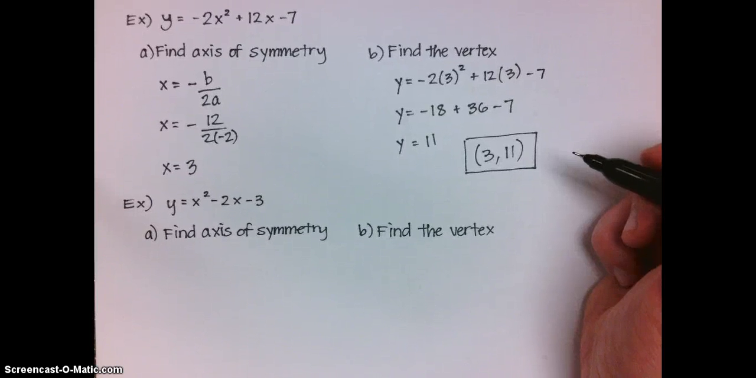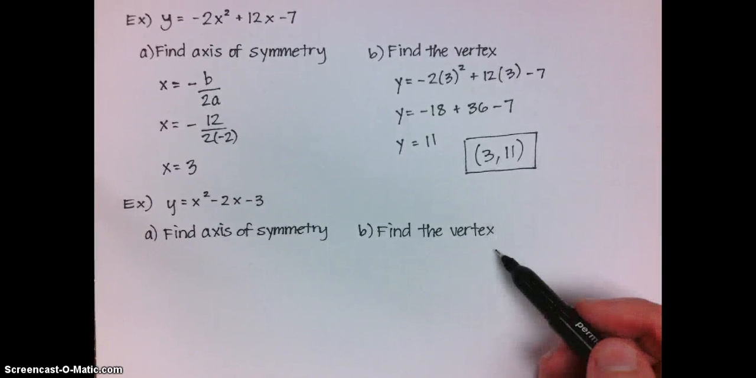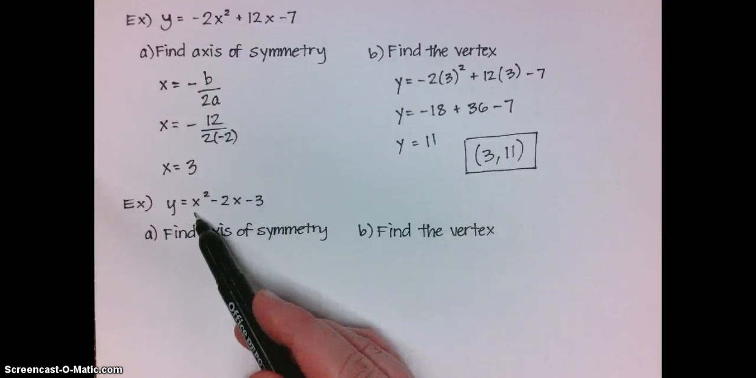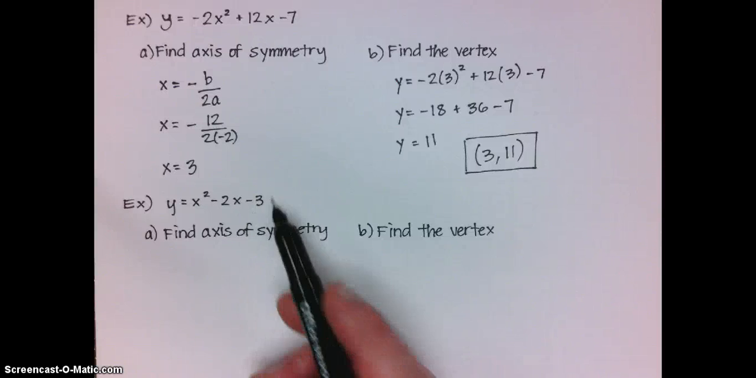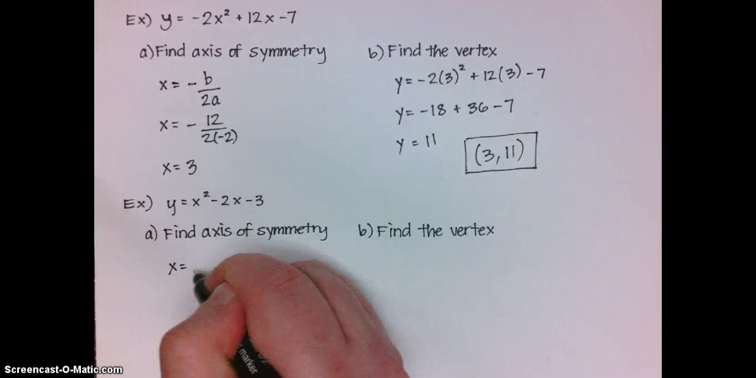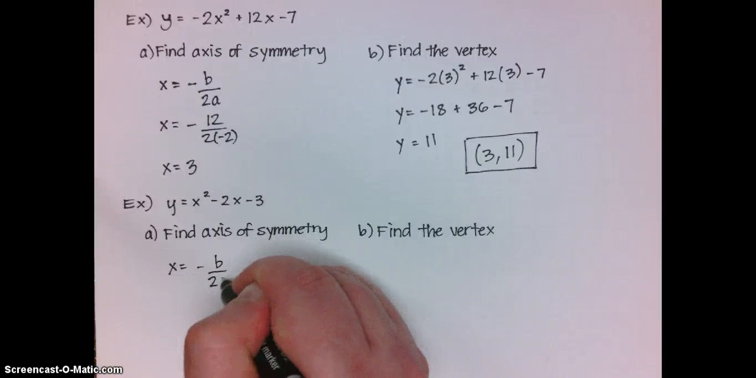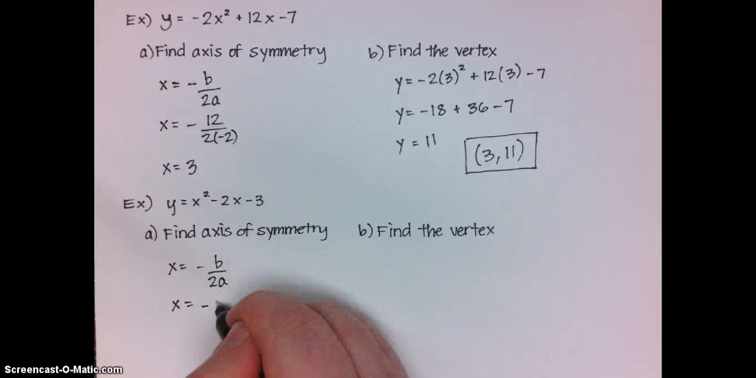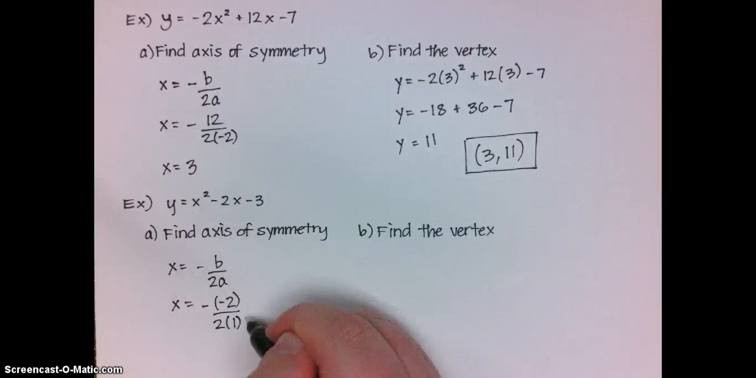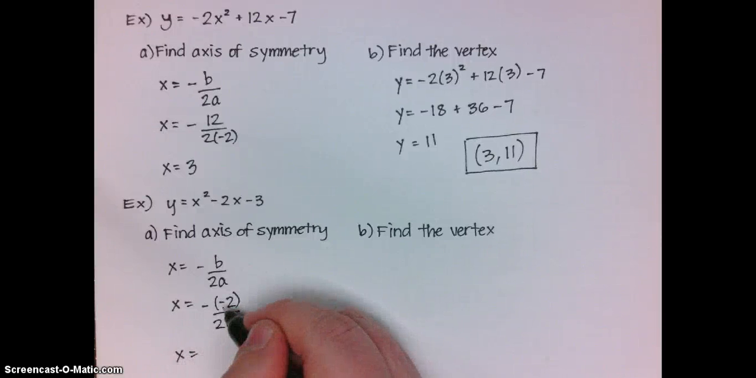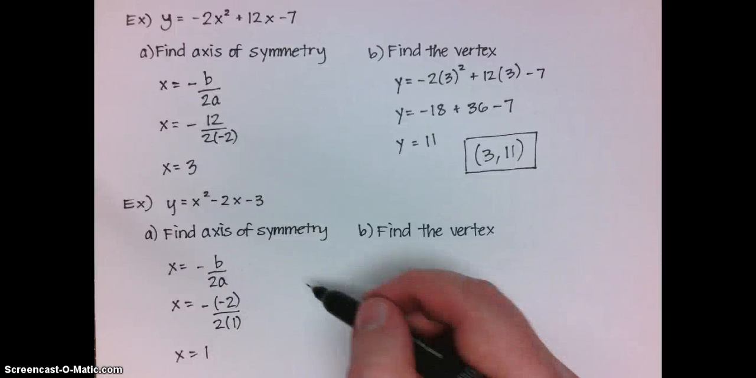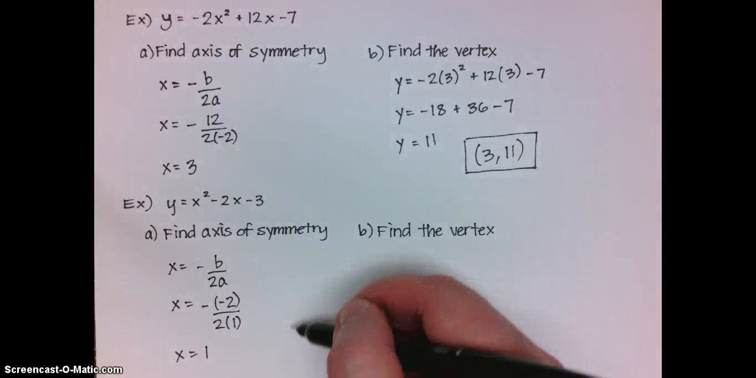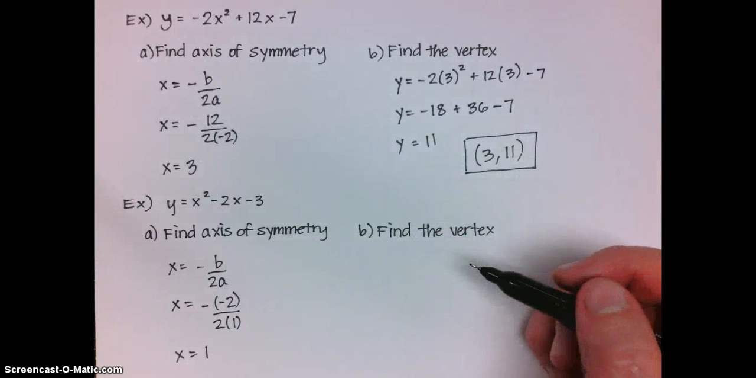All right, let's try another one, just finding the axis of symmetry and the vertex. This time, it's of the function y is equal to x squared minus 2x minus 3. So x is equal to negative b divided by 2a. Let's plug in the values that we know. x is equal to negative b, which is negative 2, divided by 2 times a, which is 1. So I have negative 2, which is positive 2, divided by 2 is equal to 1. So at the line where it crosses vertically at x of 1, that's going to be my axis of symmetry.